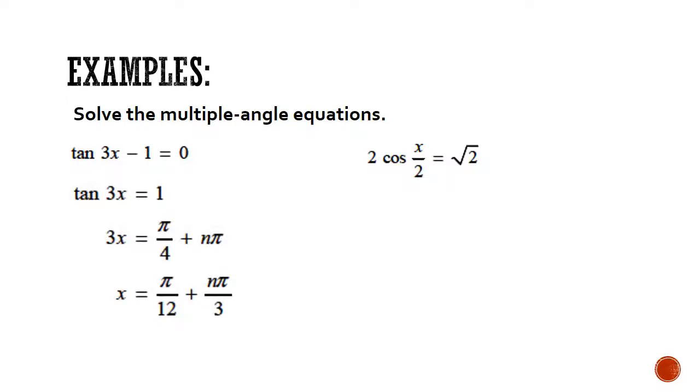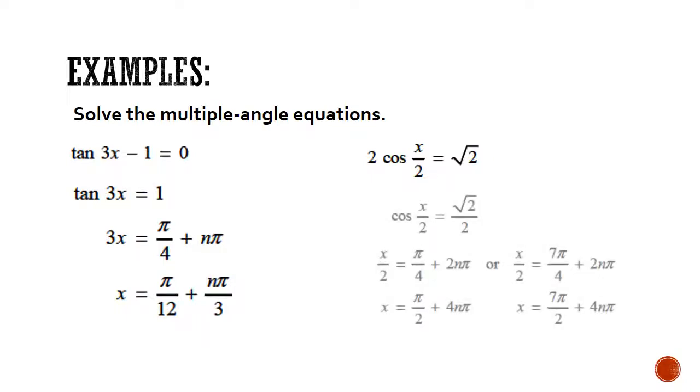So add 1. Tangent is 1 at pi over 4. So 3x equals pi over 4 plus n pi. Now, why are we doing n pi? Because tangent has a period of pi. Divide by 3, and we get pi over 12 plus n pi over 3.